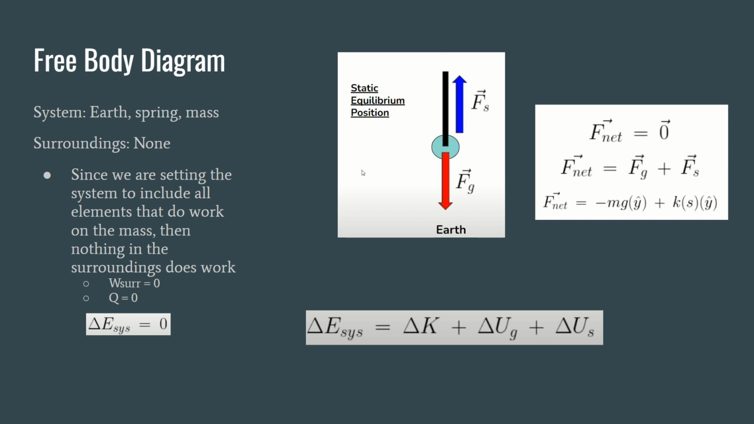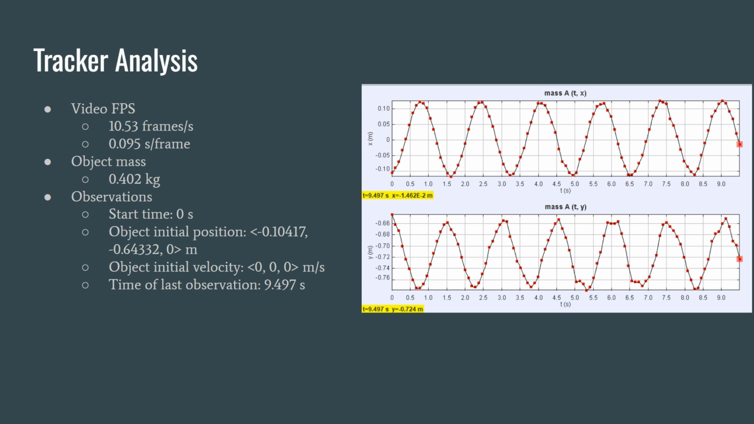We can also observe a free body diagram which displays the static equilibrium position of our experiment, where Fg is equal to the magnitude of the spring force. So F net is equal to 0, which is also equal to Fg plus Fs, and in vector form, F net is equal to negative mg in the y direction, while the spring force is equal to ks in the positive y direction. Tracker was used to track the motion of the spring.